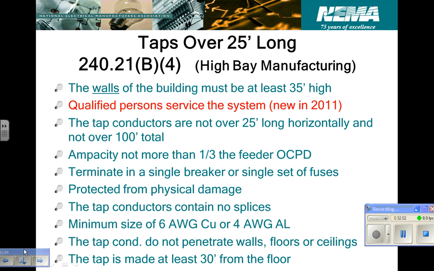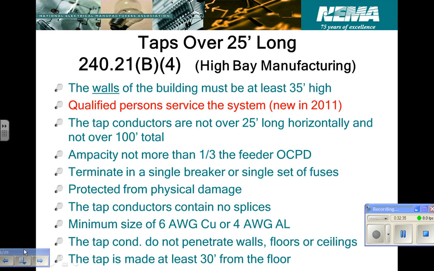Okay, taps over 25 foot long. High bay manufactured walls of the building must be at least 35 feet high. Qualified persons service the system. The tap conductors are not over 25 feet long horizontally and not over 100 feet total. And ampacity not more than 1/3 the feeder overcurrent protection device. Terminating in a single breaker or set of fuses. Protected from physical damage. Tap conductors contain no splices. And minimum size is 6 or larger.